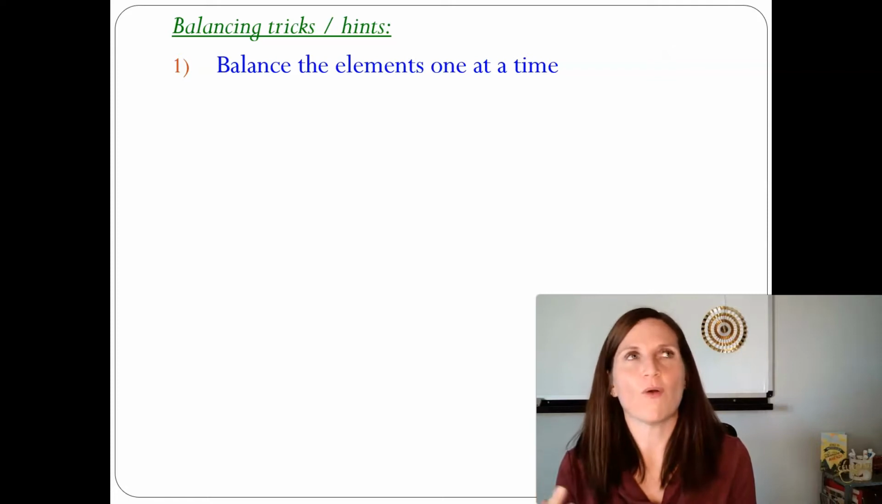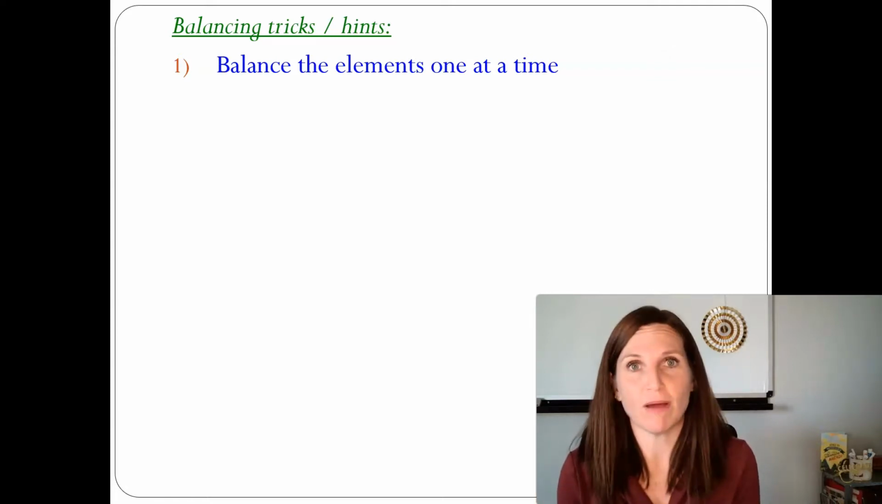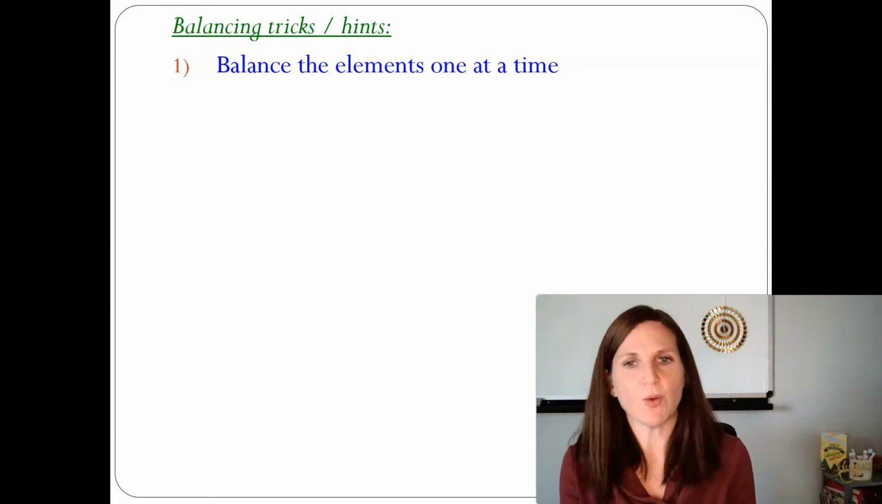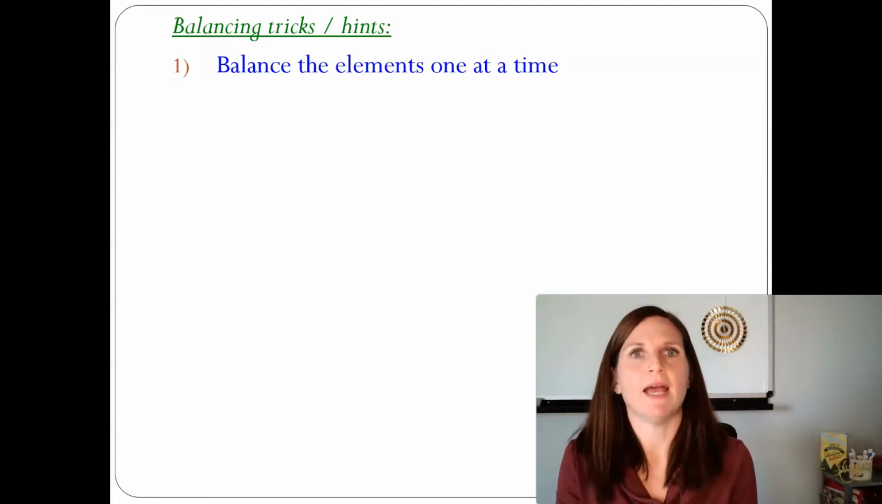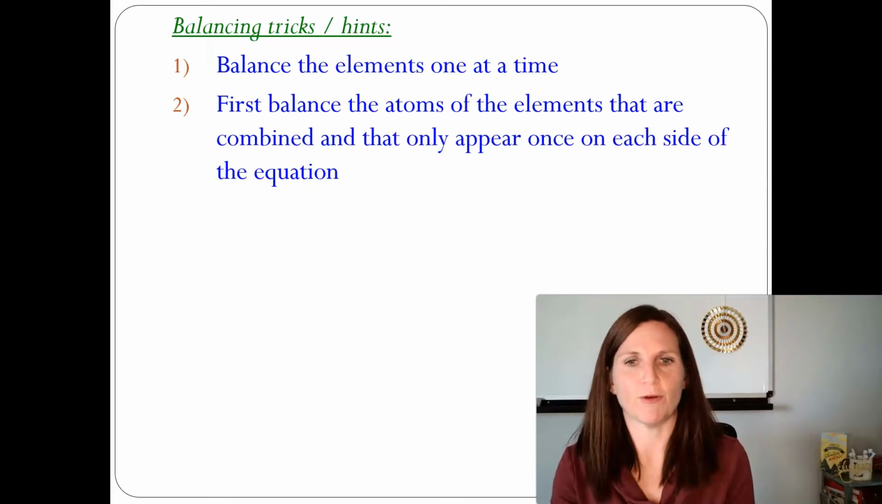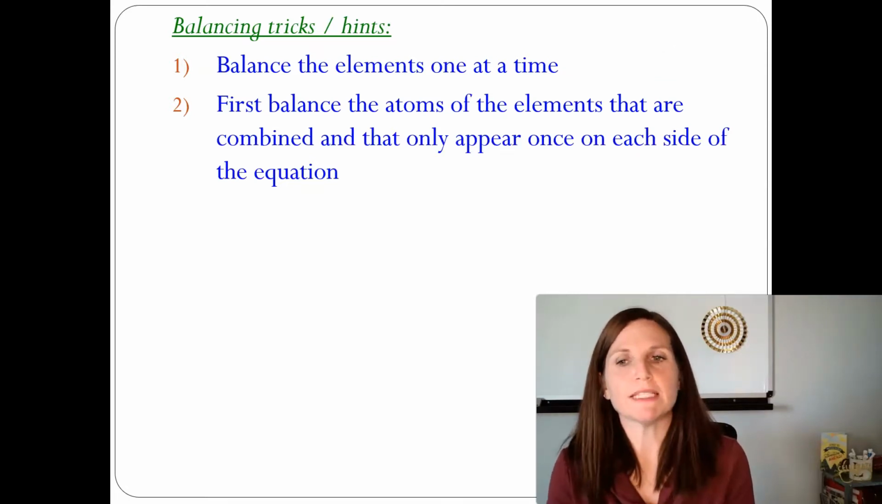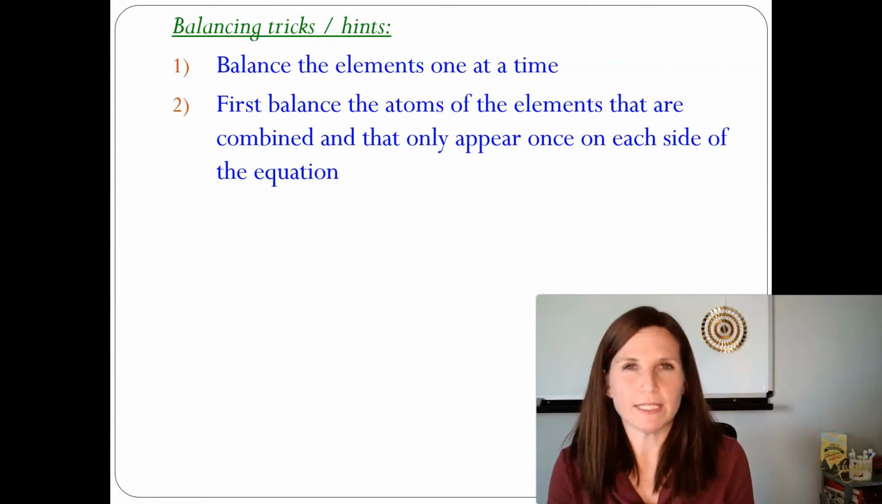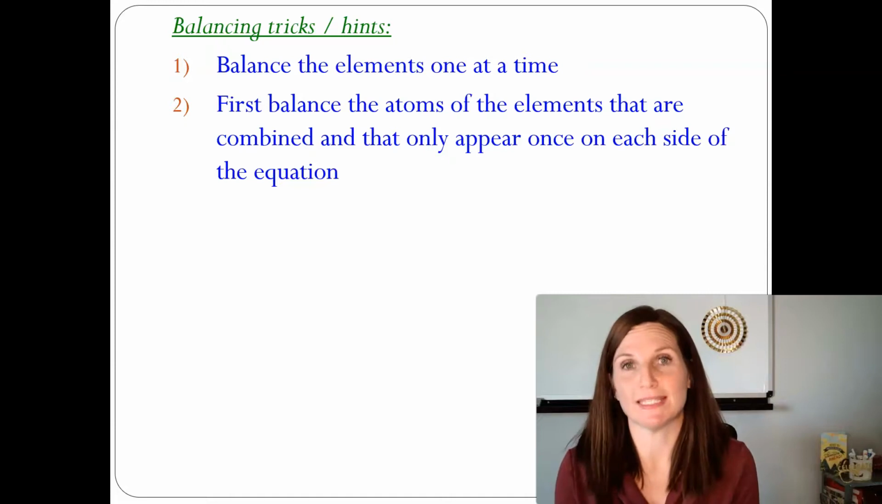Try not to get overwhelmed with, well, but I don't know what I'm going to do about the carbons, or I don't know what's going to happen with the oxygens. Just balance one at a time, and just keep moving through. You want to start by balancing atoms that are combined and only appear once on each side of the equation. These tend to be the easier ones to balance.